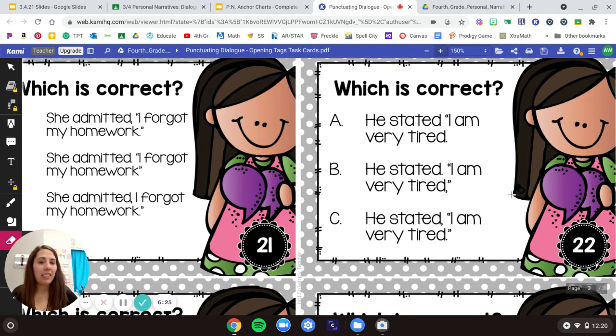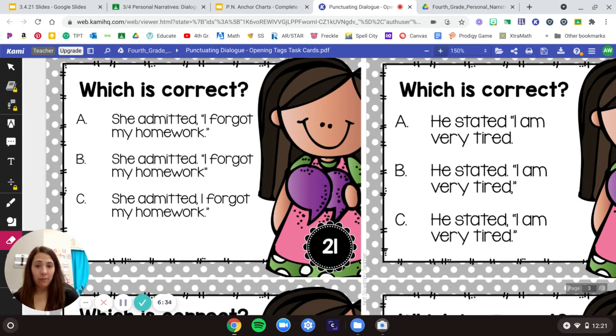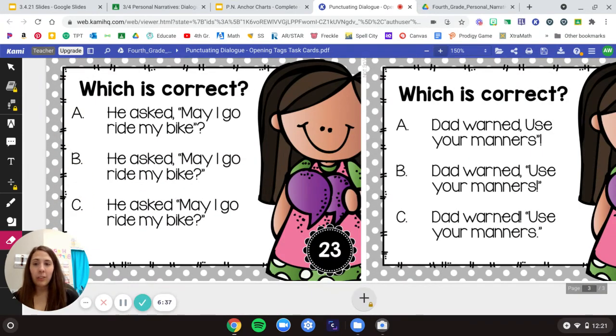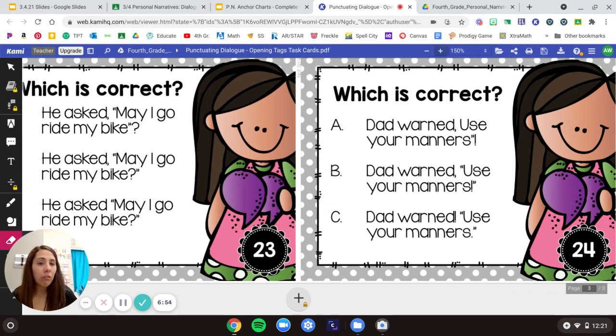22. The correct answer is C. B tricked you. It switched your period and your comma, so it should be C. And our last 2. 23. Our correct answer is B. C looks good until you realize it's missing that comma. And A looks good until you realize the question mark is outside of the dialogue, outside of the quotes. And 24. The correct answer is B. Yep, he warned us really strictly, right? Parents can be strict, so they would say it really intensely with that exclamation mark.